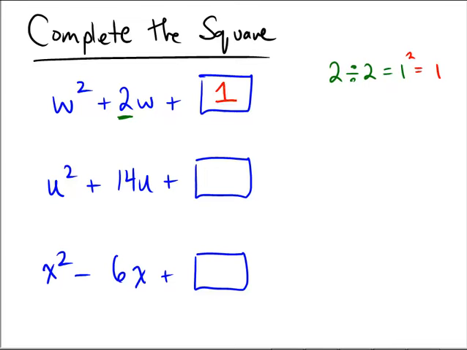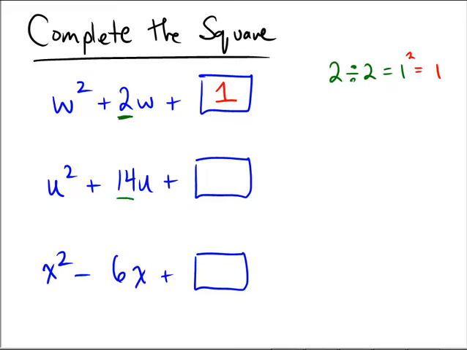We wish to take the number 2, divide it by 2, and then square it. And this is called the technique of completing the square. We'll see in another video why this technique is so powerful and why we call this completing the square. So in the second problem, let's do it again.